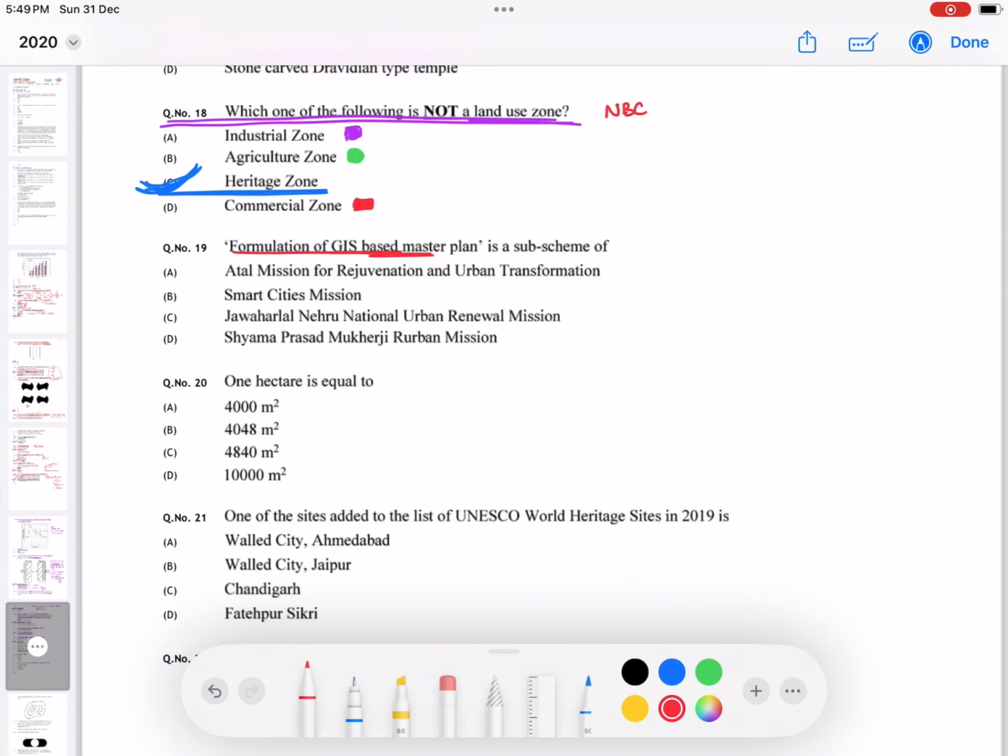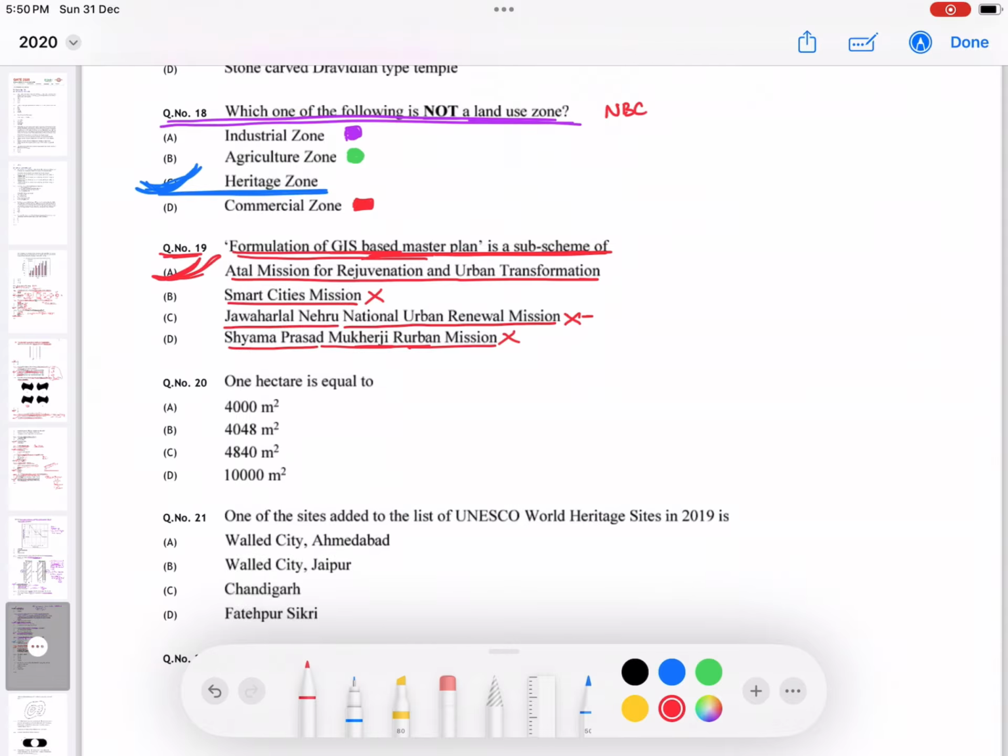Moving on further. Question number 19th. Formulation of GIS based master plan is a sub scheme of. It is not a Smart City Mission. Jawaharlal Nehru National Urban Renewal Mission, no, you may get confused with this one, but it's not. Shyama Prasad Mukherjee Urban Mission, no, it's not for this one. So by this you can guess it is Atal Mission for Regeneration. Atal Mission for Regeneration and Urban Transformation is the correct option.